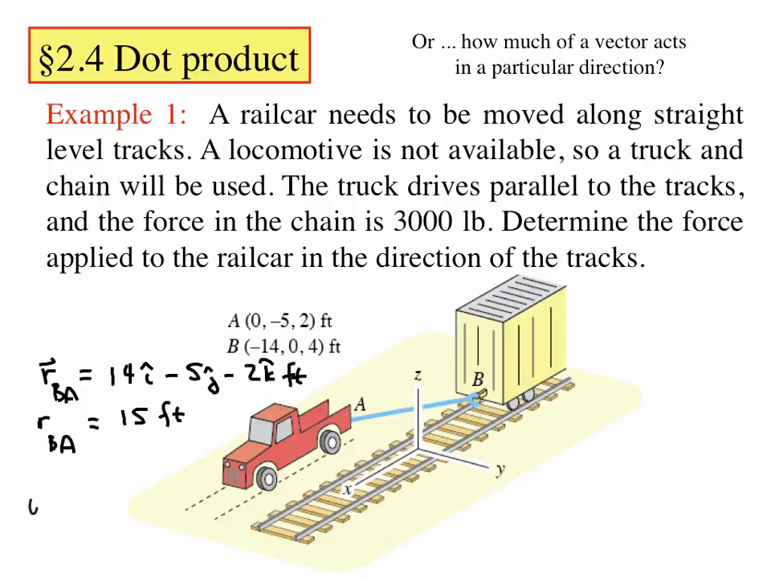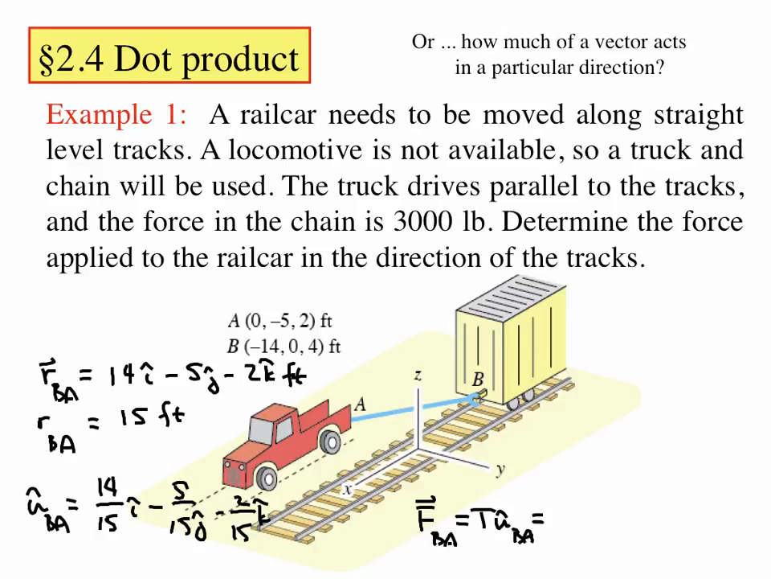The unit vector that points from B to A is RBA divided by its magnitude, and that turns out to be 14 over 15 I minus 5 over 15 J minus 2 over 15 K. The force from B to A is equal to the tension on the unit vector from B to A, and that's 3,000 pounds times our unit vector, 14 over 15 I minus 5 over 15 J minus 2 over 15 K.